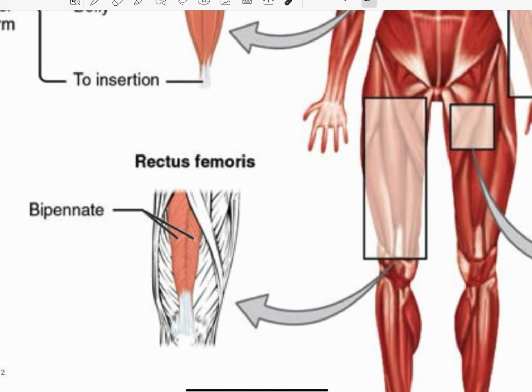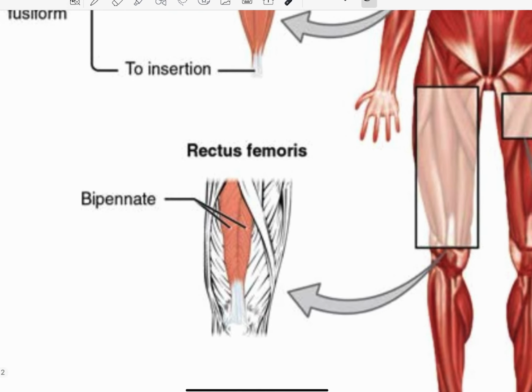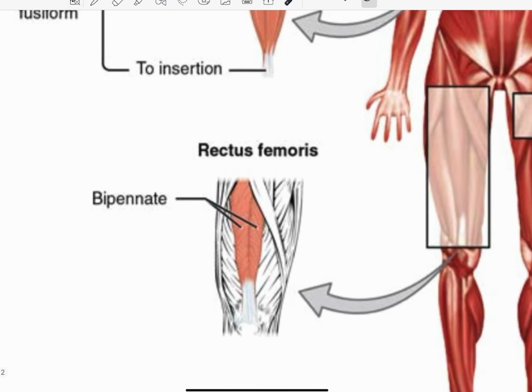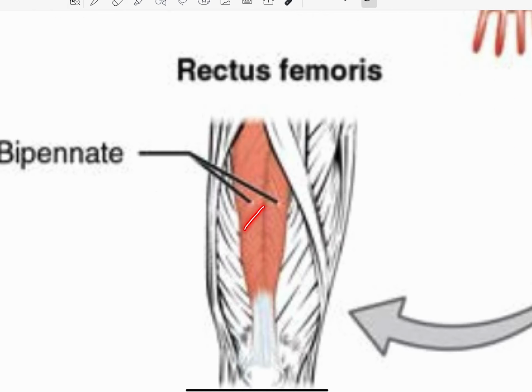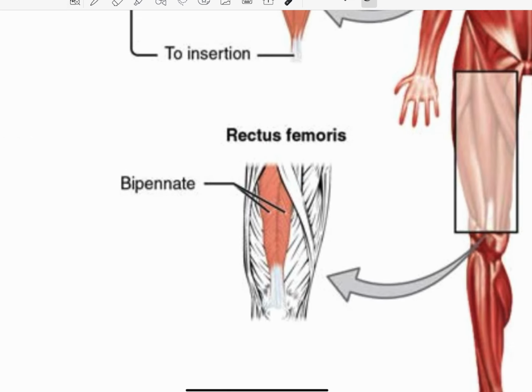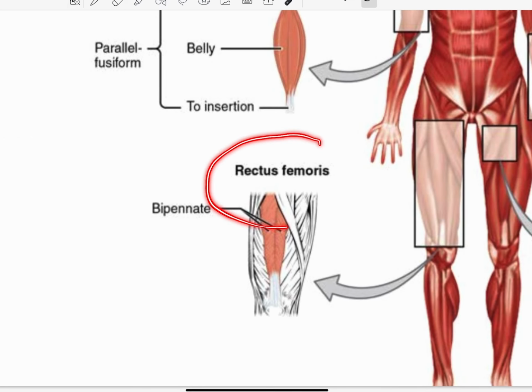Let's move down to bipennate. Bipennate, of course, bi tells us two, and pennate is describing this. You can see that the fascicles come in at an angle, and there is a thin strip of connective tissue that runs up through here that they're attaching to. So that is a classic bipennate. A good example of this is the rectus femoris, which is one of the large muscles in the anterior aspect of the thigh.